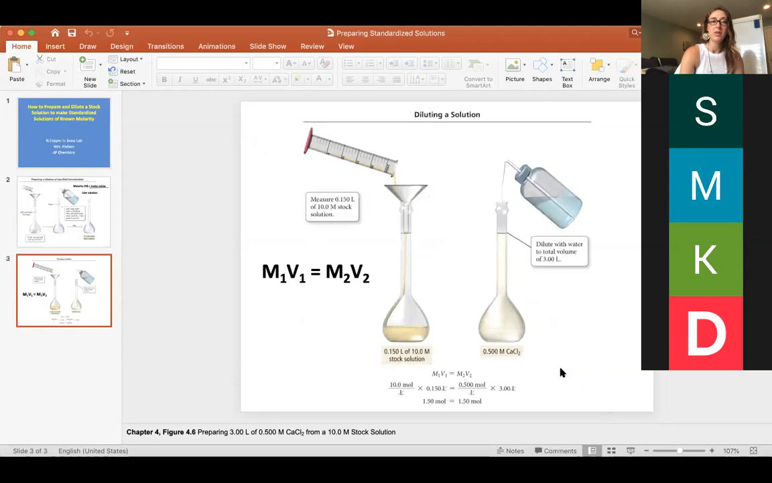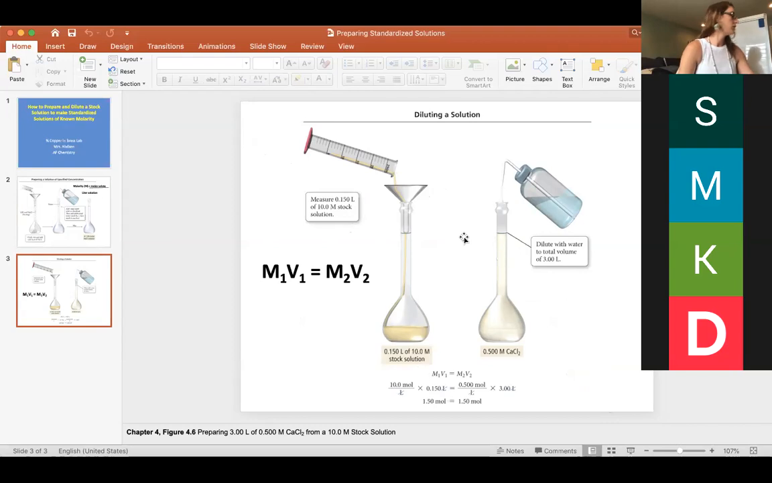And then if I wanted to dilute that solution, like let's say I wanted to take that 1 molar solution and dilute it down, I just measure out the volume that I need and put it into a new volumetric flask and fill it the rest of the way with water. Okay, so I kind of wanted to show this to you in the lab.